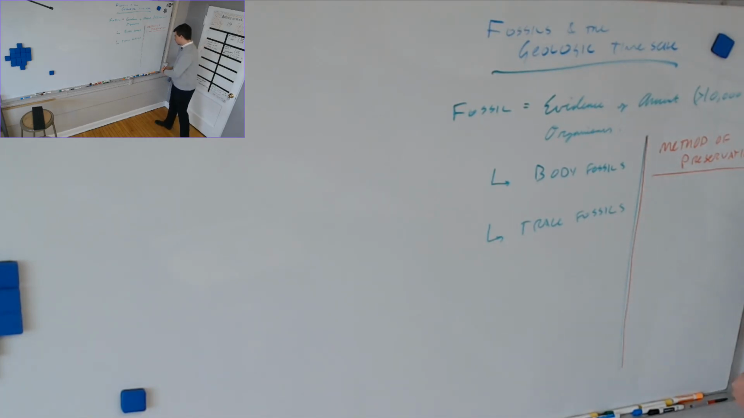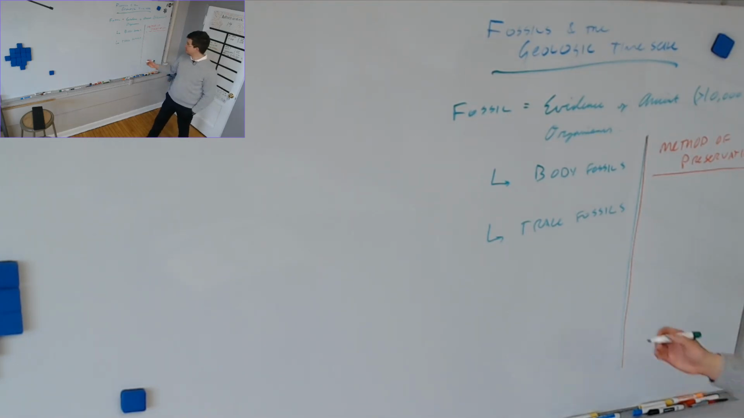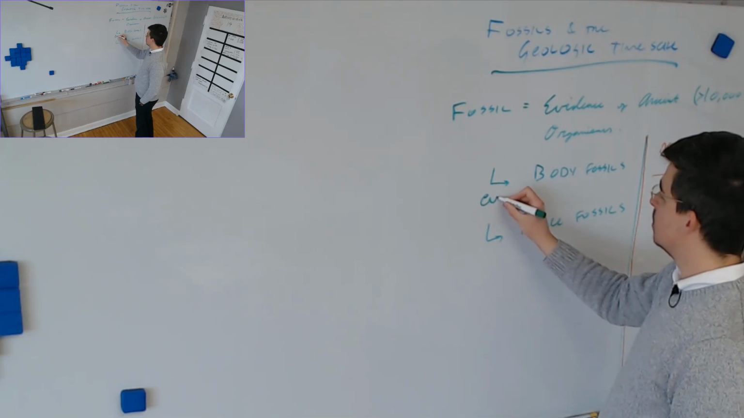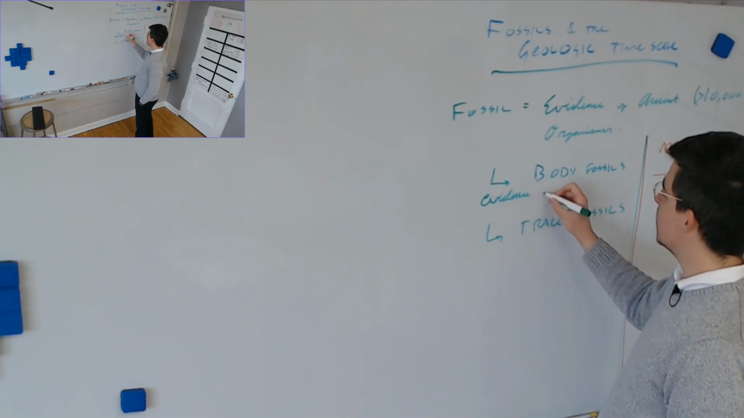Okay, so what is a body fossil? Let's go back to this one. What's a body fossil? Bones. Does it have to be bones? Hair. Yeah. Soft and hard parts. Shells. Yeah. Any part of it. Anything that tells us evidence of... No. Evidence... I'm going to say this word.